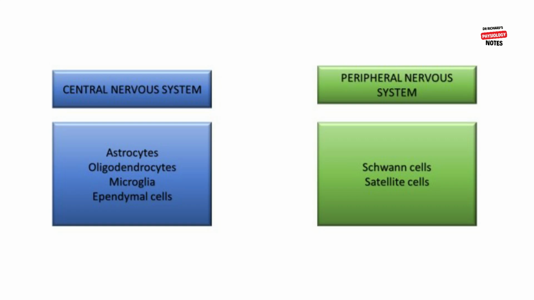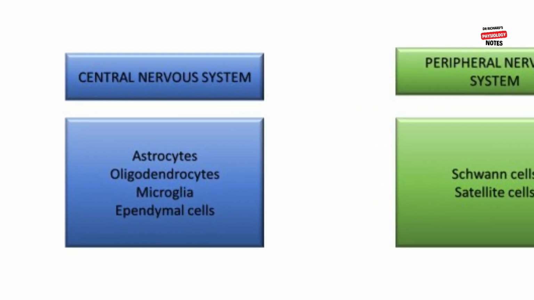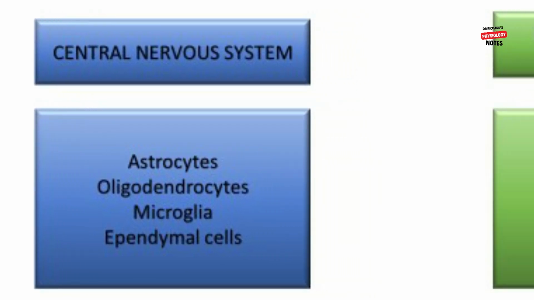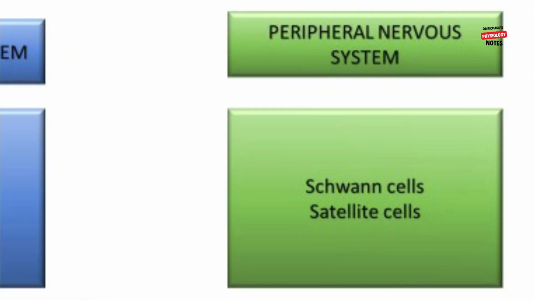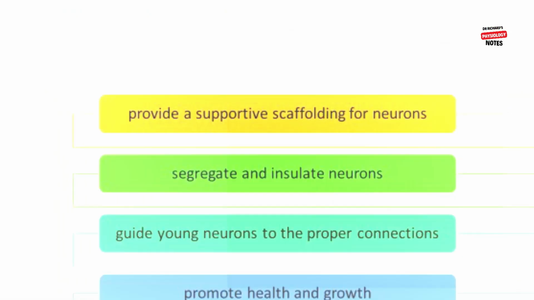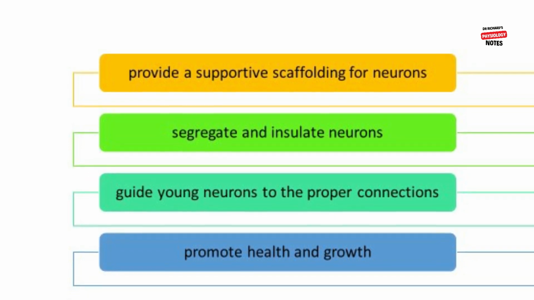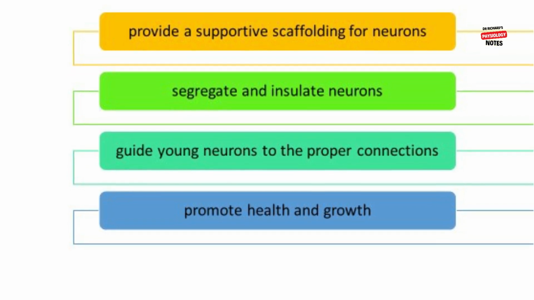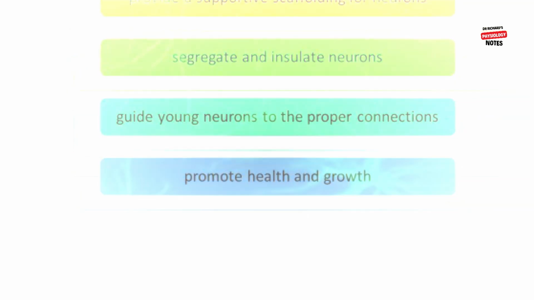There are 6 types of neuroglia, 4 in the central nervous system, and 2 in the peripheral nervous system. Astrocytes, oligodendrocytes, microglia, and ependymal cells are only found in the central nervous system, while Schwann cells and satellite cells are found in the peripheral nervous system. Overall, the functions of neuroglia are to provide a supportive scaffolding for neurons, to segregate and insulate neurons, guide young neurons to the proper connections, and promote health and growth of the neurons.